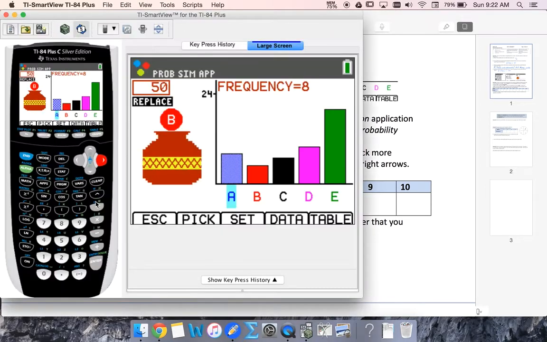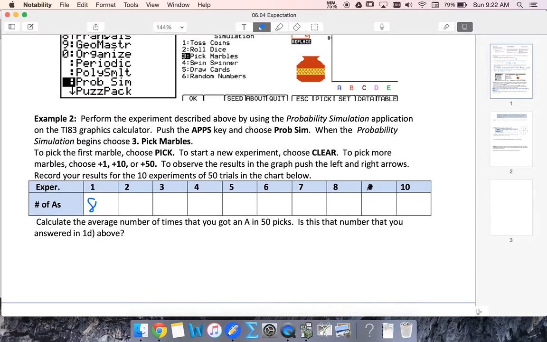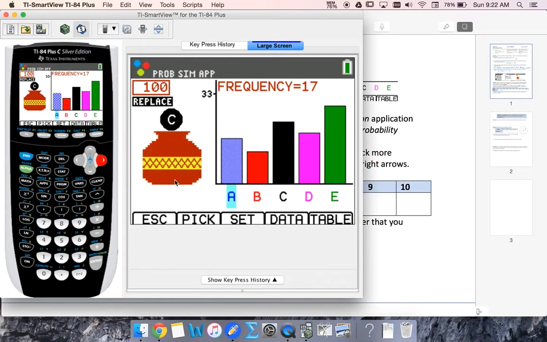Okay, pick again, and keep running your picks until you've got up to 10 sets of 50. So I've got 17 on this one. So over here, this is obviously our total number of A's. So we've got our total number of A's.